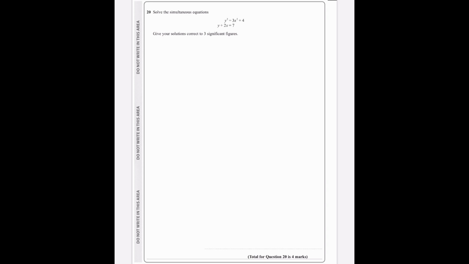Question 20, we have simultaneous equations. There's a little clue here. It says give answers correct to 3 sig figs, so we know this is not going to be a pretty one.